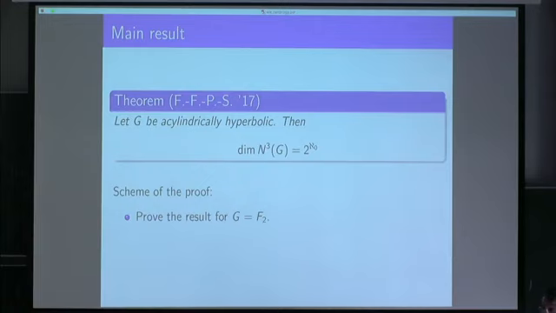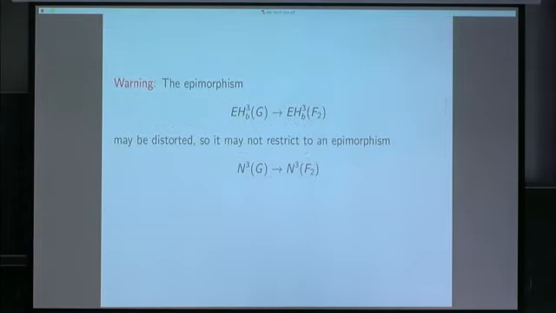But the scheme of the proof is exactly the same. So we need first to prove the result for the free group, and then use the extension theorem. But there is a warning here that this map, which is surjective, may be distorted. So it is not even clear if the space of classes with vanishing seminorms here surjects onto the space of classes with vanishing seminorms here.